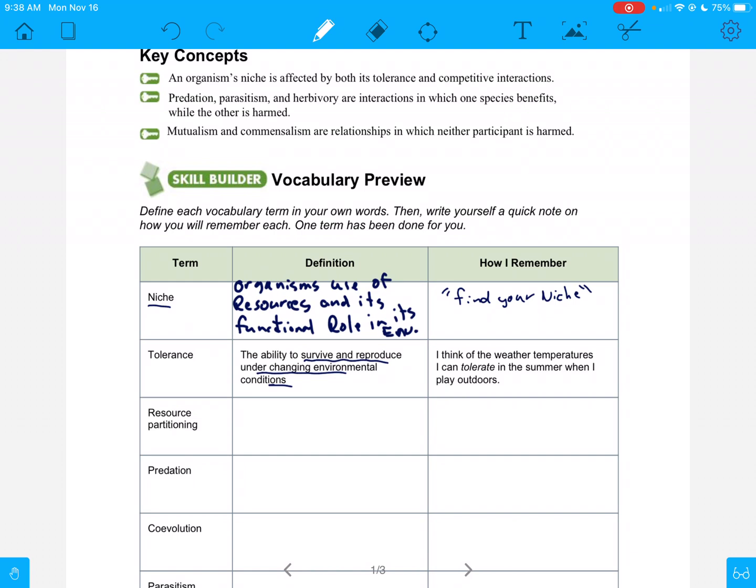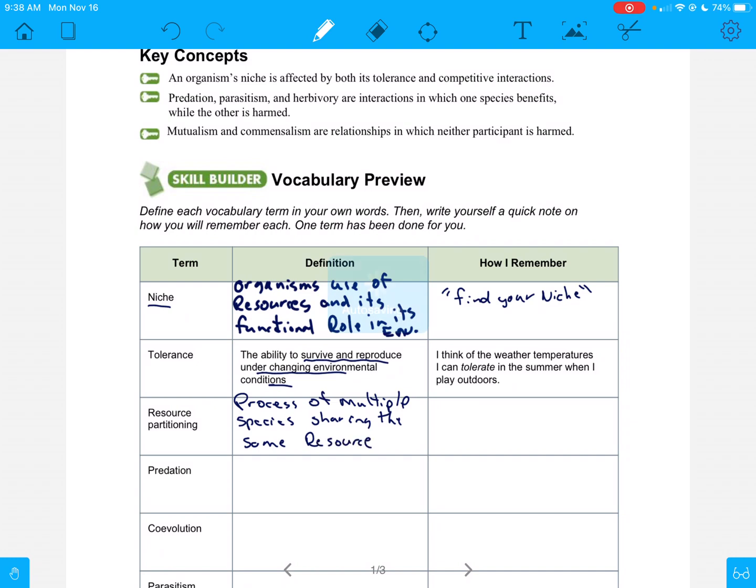Okay, so resource partitioning, if we could define it, it's going to be the process of multiple species sharing the same resource.